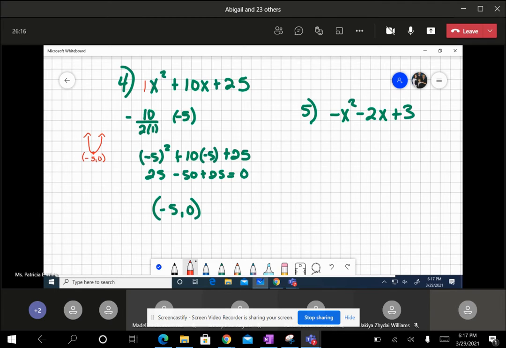So I have the range of y such that y is greater than or equal to 0. Domain, all real. Yes?